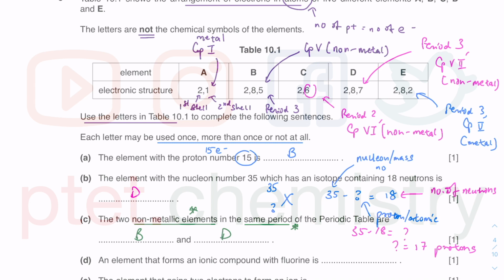All right, this is a metal. This is a metal. This is a non-metal, but this is in period 2 because they only fill 2 shells, so C cannot be the answer compared to these two, which are in the same period.